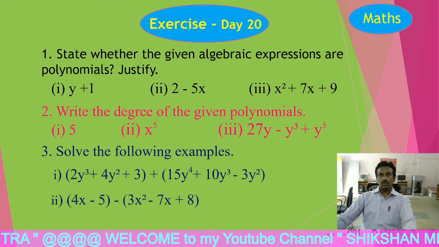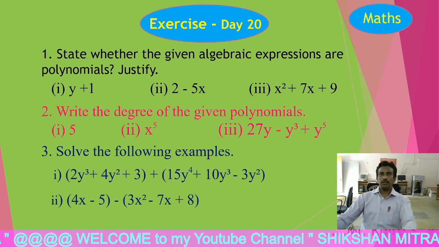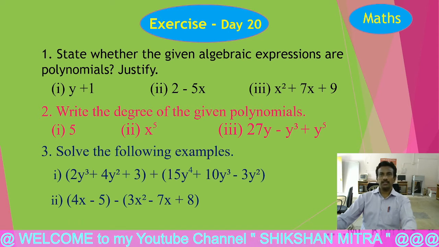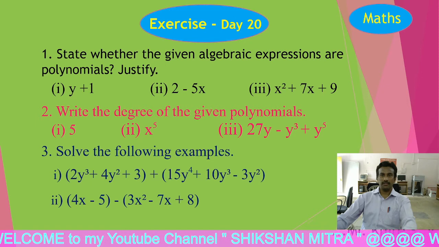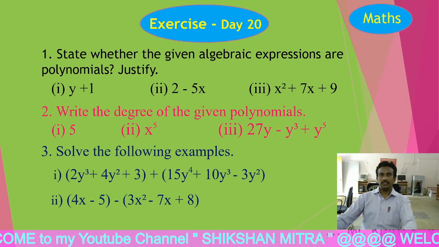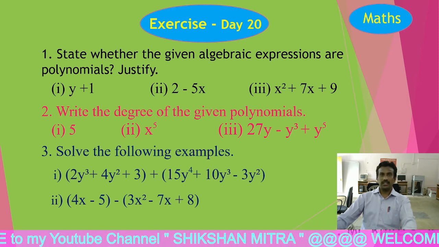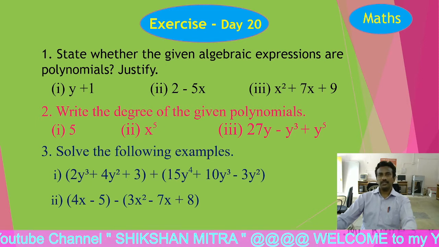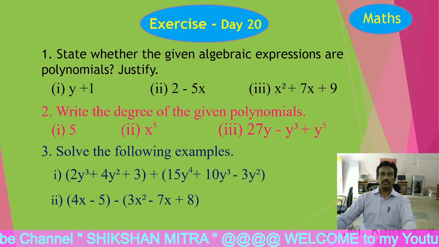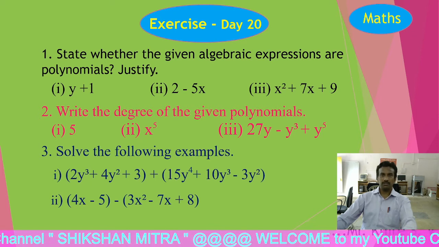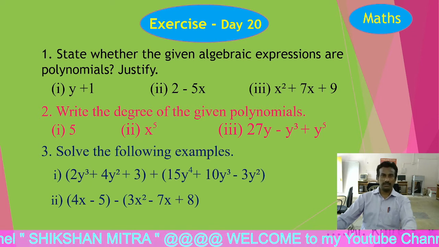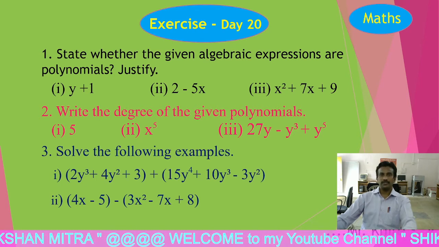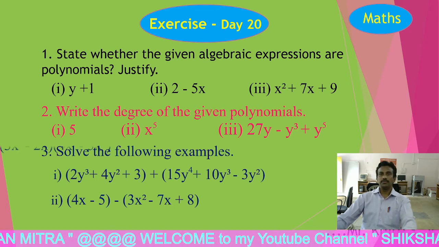First is 2y cube plus 4y square plus 3 and plus 15y raised to 4 plus 10y cube minus 3y square. Add these two polynomials. Second is 4x minus 5 in the first bracket and minus in the second bracket 3x square minus 7x plus 8. You have to subtract these two brackets. Addition and subtraction of polynomials. Got it, all of you?